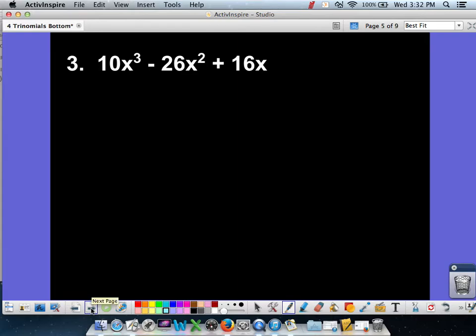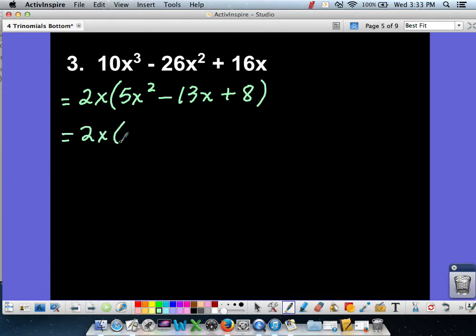Number 3. In this problem, and every problem, the first thing you do is look for the greatest common factor. I do have a greatest common factor in this particular problem. For the coefficients, it's 2. For the x, I have x to the 3, x to the 2, x to the 1. So I'm going to factor out 2x. 2x will go into 10x cubed and leave 5x squared. 2x will go into 26x squared and leave 13x. And 2x will go into 16x 8 times. So now I keep the 2x and I'm going to bottoms up.